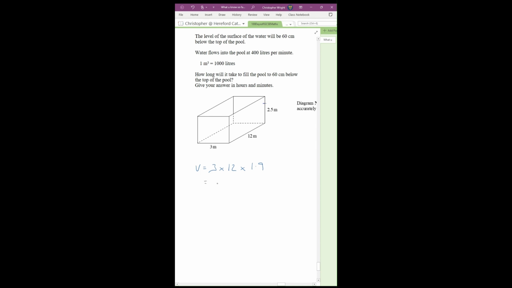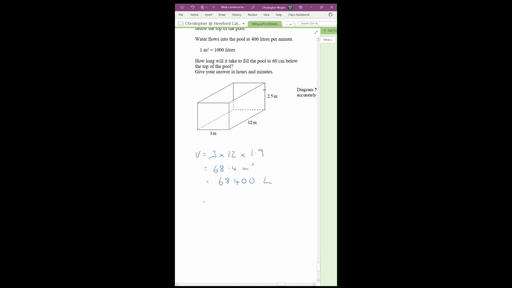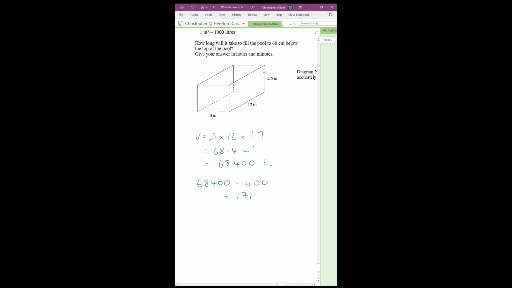So I've got a volume of water of 68.4 cubic metres, which incidentally is 68,400 litres. Now, my water flows at 400 metres a minute, so how many minutes will it take to fill the pool with that many litres? The answer is it'll take 171 minutes. And what is that in hours and minutes? 2 hours, 51 minutes.